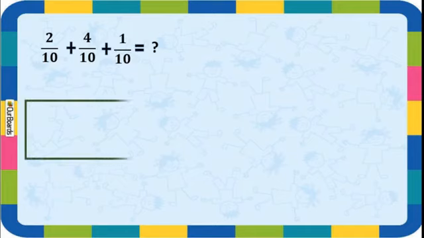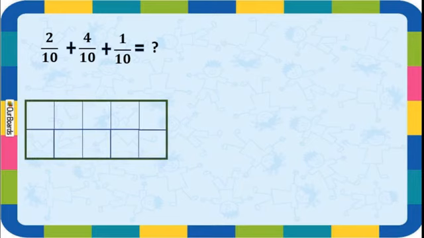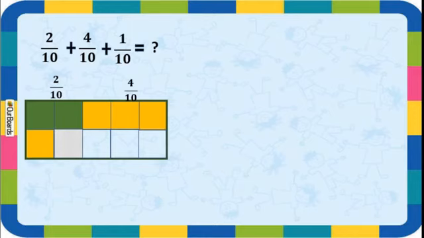First we will draw a rectangle and we will divide this into 10 equal parts. Okay. Now 2 parts we will color first. This is 2 upon 10. Now we will color 4 parts. Okay, 1, 2, 3, 4. That is 4 upon 10. Now we will color one more part. That is 1 upon 10.